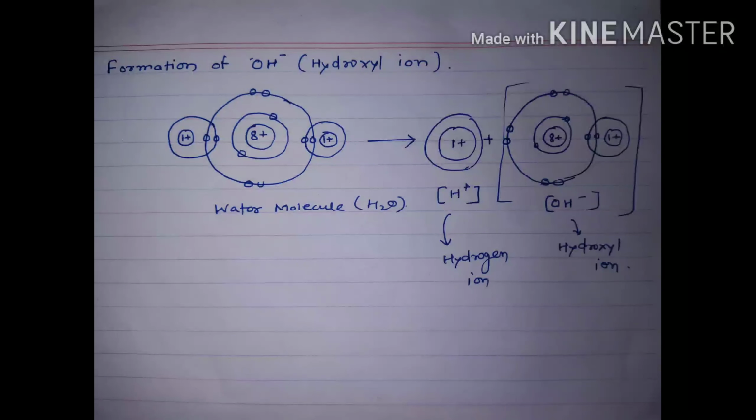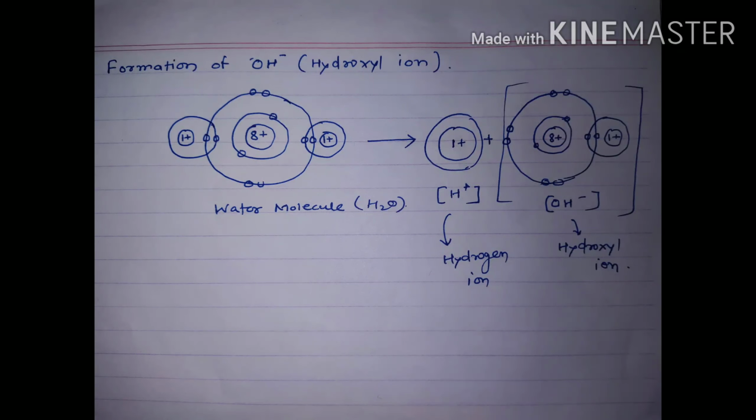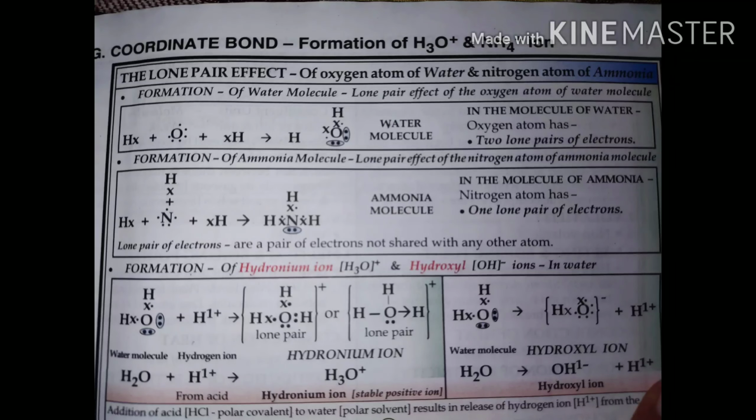Now we will see how the hydronium ion, or H3O plus ion, is formed. Now see the diagram on page number 33. In this diagram you can see we are starting with the water molecule. The water molecule contains two lone pairs of electrons, and this time the H plus ion, meaning a hydrogen atom which has lost its electron, attacks one of the lone pairs.